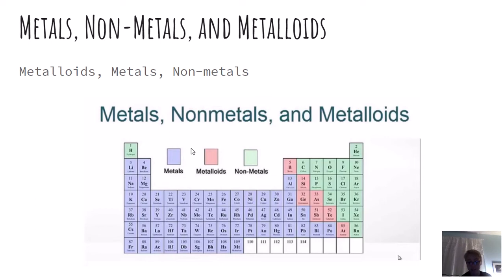Metals. Everything to the left of the stair-step, everything in blue on the screen. Properties include luster, ductile, malleable, good conductors of electricity, and solids at room temperature. All metals are solids at room temperature except for mercury. Examples are lead and copper. Nonmetals. Everything to the right of the stair-step. Properties include no luster, not ductile, not malleable, and not good conductors. Examples are hydrogen and carbon.